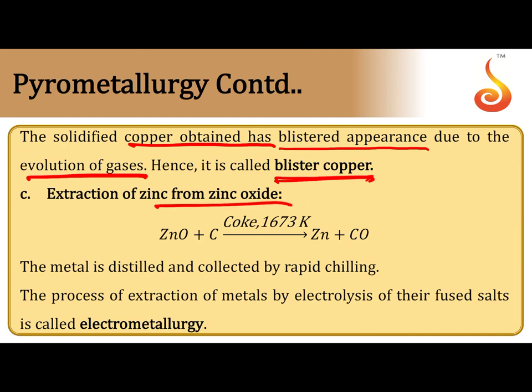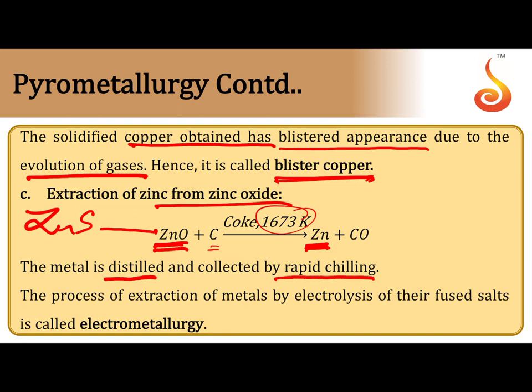Similarly, extraction of zinc: zinc blende on roasting gives zinc oxide. After getting zinc oxide, it is subjected to reduction by coke at high temperature, 1673 Kelvin. It loses oxygen and becomes zinc. So, reduction of zinc oxide can be done by coke at 1673 Kelvin, then only is it a spontaneous reaction with delta G negative. The metal is distilled and collected by rapid chilling.